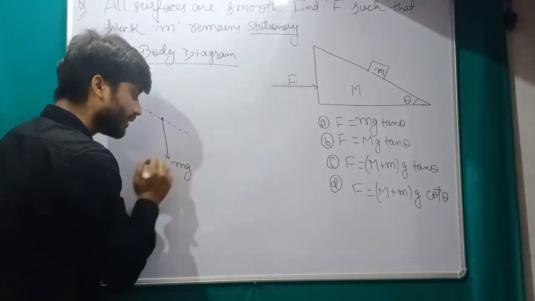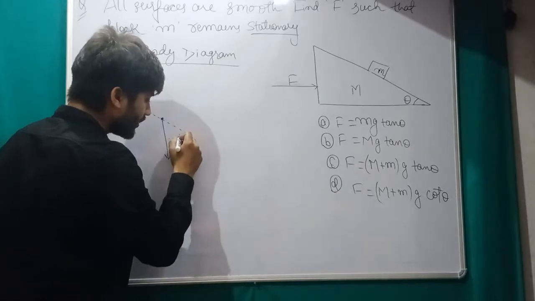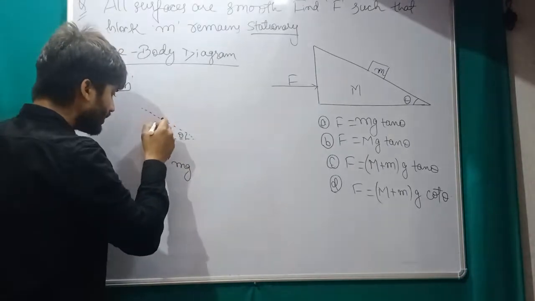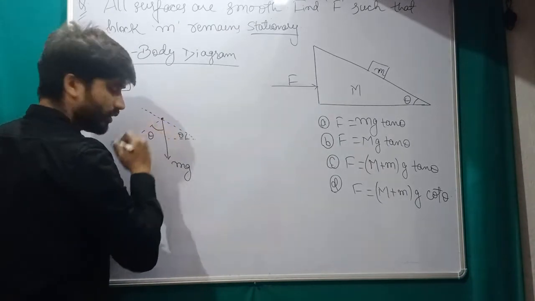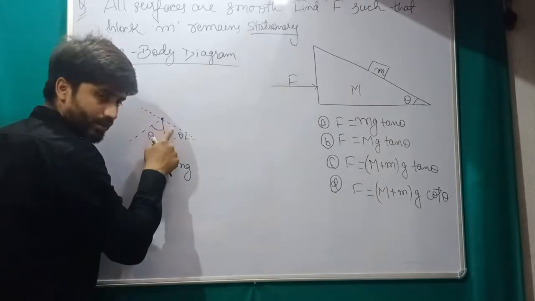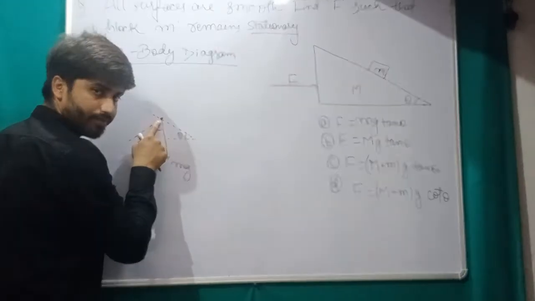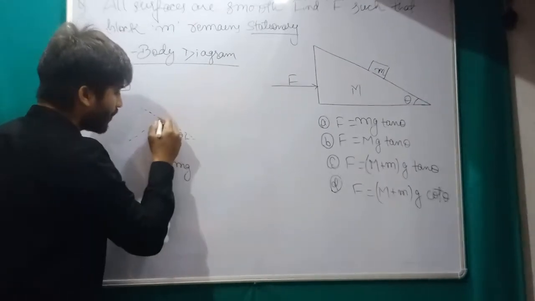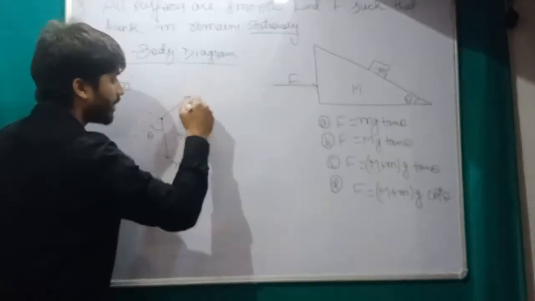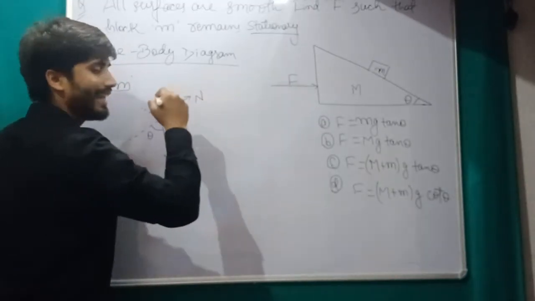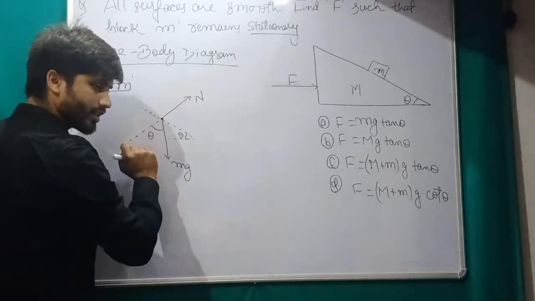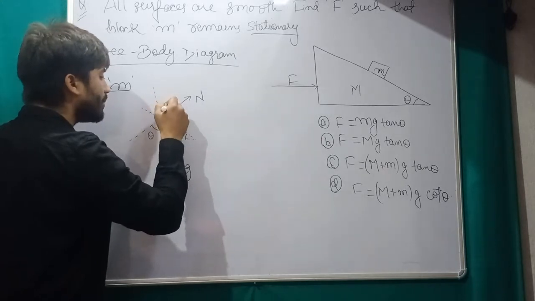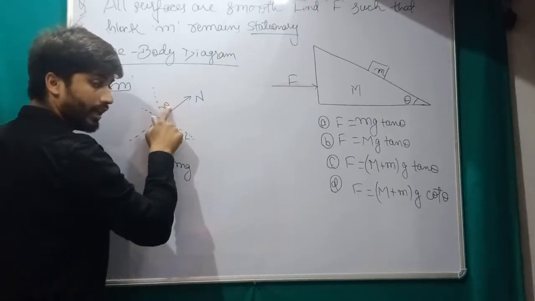Any other forces? If this angle is theta, as you can see, then this angle is also theta. This is the surface, and small m is placed over here. Perpendicular to the surface there will be a normal reaction. If this is theta, then by the vertically opposite angle property, this is also theta.